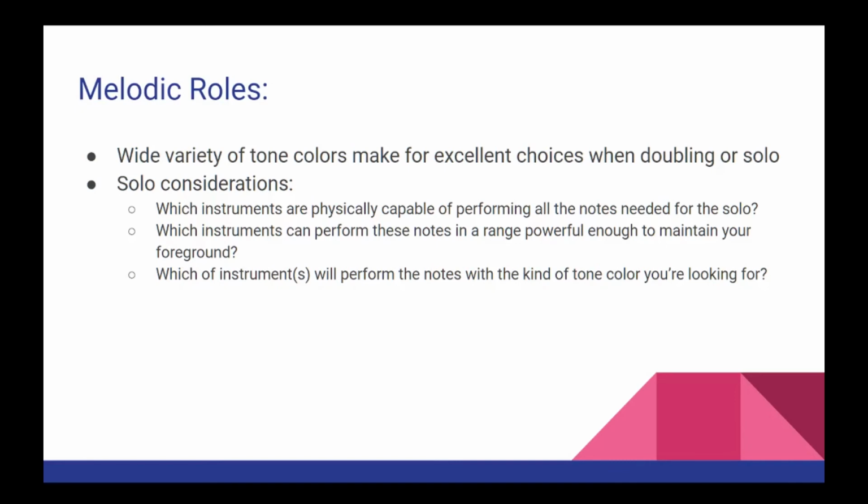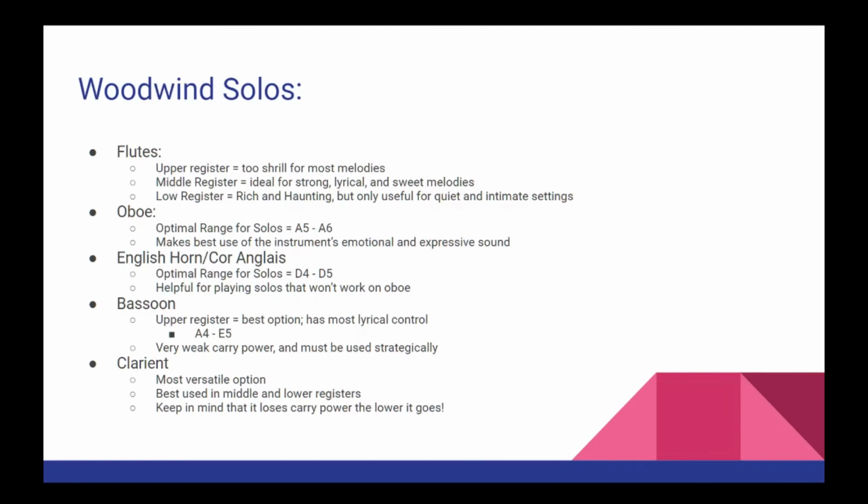That being said, of the many different instruments in the woodwind section, not all of them are really suited for solo statements in the first place. The flutes are an excellent choice, but only in their low and mid register. The upper registers tend to be too shrill to be of any use in these situations, while the middle register is best suited for sweet, lyrical, and strong melodies. The low register will really only be of any use for intimate and quiet moments. But in these instances, you'll be very hard-pressed to find a better option when you're looking for a very rich and haunting sound.